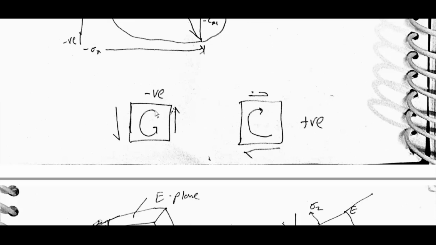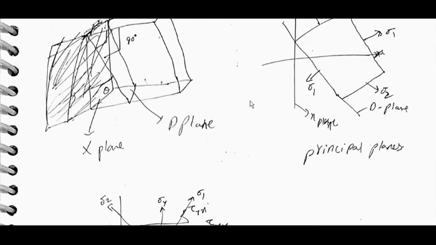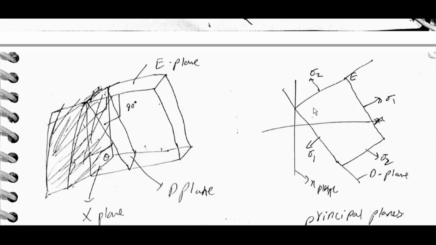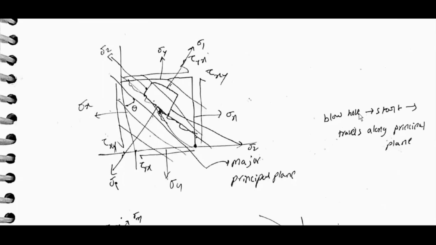Clockwise is taken as positive, counterclockwise as negative. The plane at theta anti-clockwise is explained on the circle. It will have sigma 1, sigma 2, the principal stresses. A blowhole starts and travels along the principal plane.